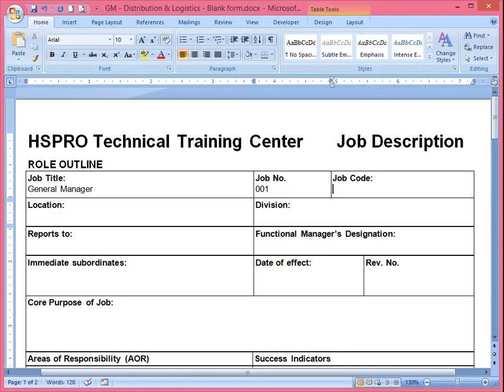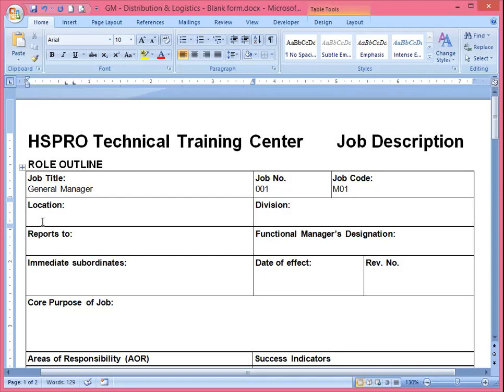Or if this is a labor job, we can say L. So since this is a manager, we just say M, maybe 01, okay? So that would be the job code. Or maybe that could also be his grade, right? But of course, the grade will not be determined unless this job description undergoes a job evaluation. So after undergoing the job evaluation, that's the only time we assign a grade on this specific job.